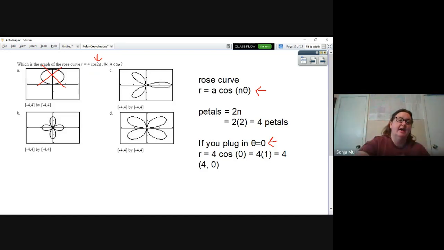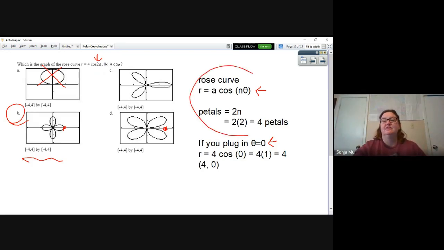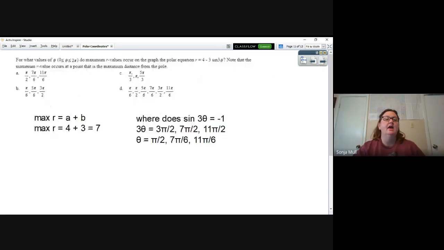So if I look over here on my graph, here's the point (4, 0), because it tells me what the dimensions of my graph are here. And on this graph, (4, 0) is like somewhere over here. So again, not on the graph. So it's got to be B. So just use the information we already have, and then you've got to use your notes. I've got to know this stuff about rose curves and how to figure out how many petals it has.